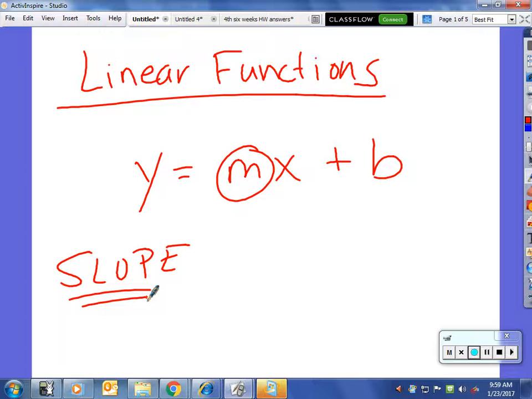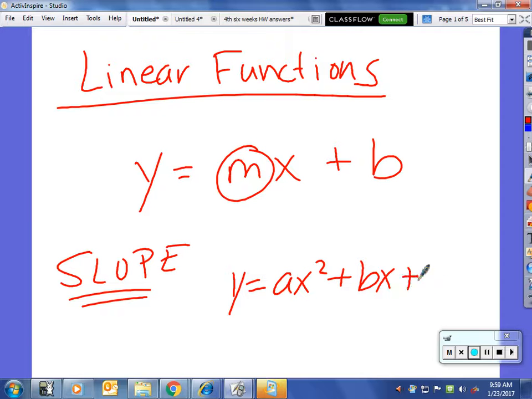Slope. How to find it numerically, possibly how to find it from a picture, if we have time, and also what slope tells us about a line. It gives us a lot of information about a line. It's kind of like the value of a when we were looking at quadratic functions.